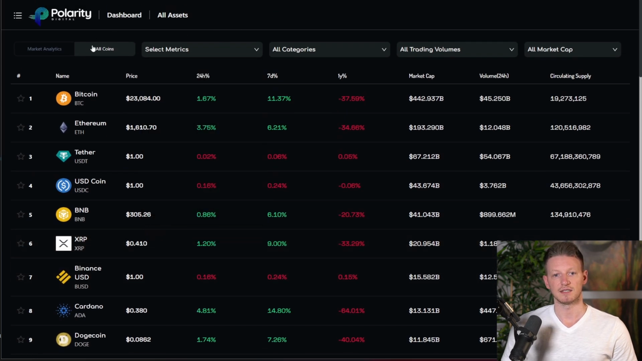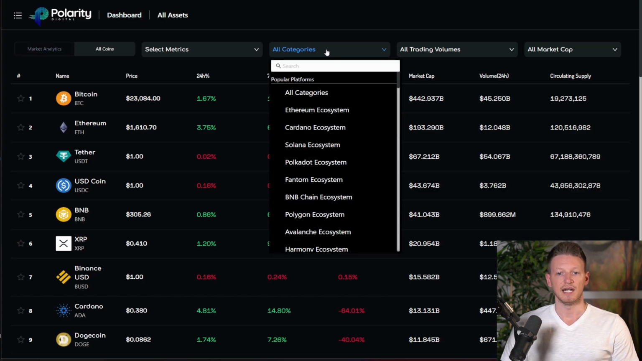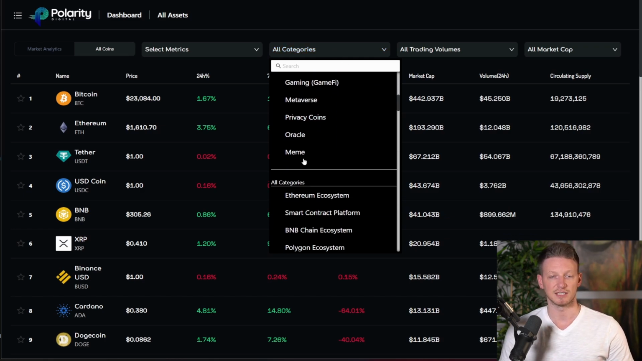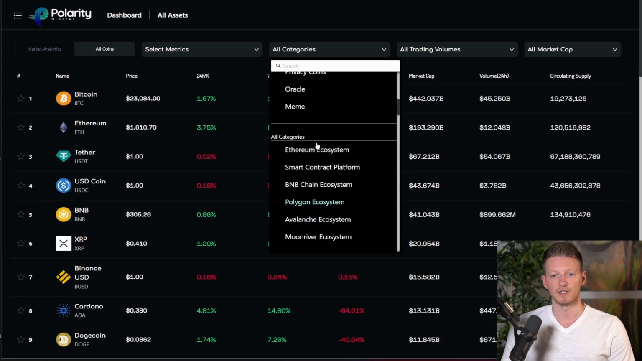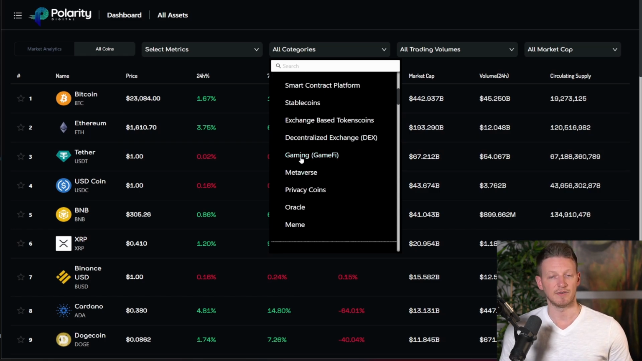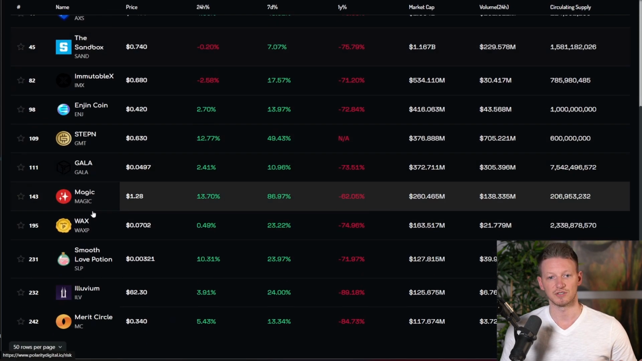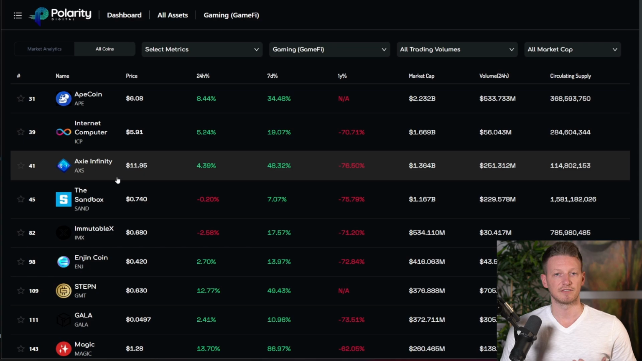So the next thing that we can look at is this all categories tab. This is going to show you all of the coins that fall under any of these ecosystems or categories. For instance, if you wanted to see what all the GameFi tokens were, you could just click that, and all of the GameFi tokens will load for you. And so you can compare them against themselves.